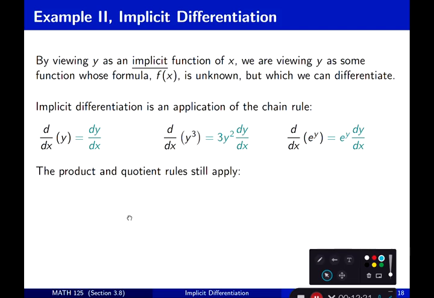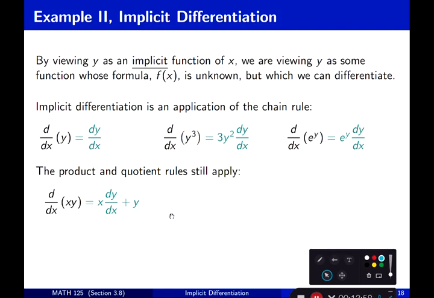Now the product and quotient rule will still apply. If you're taking the derivative of x times y, first you get the first function times the derivative of the second function, so it's x times dy dx. Then you get the derivative of the first function, which is 1, times the second function y.